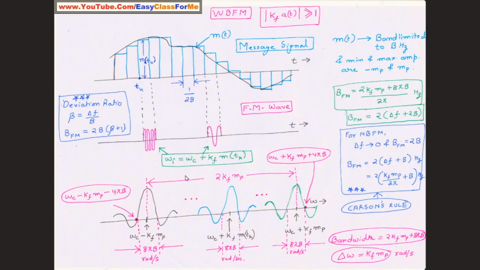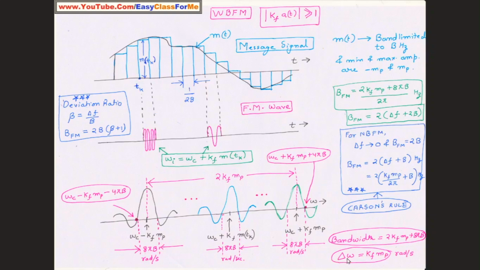So the difference between these two will give me the bandwidth. So we have got this bandwidth as 2 kf mp plus 8 pi b, right? So you see here you have this thing and you have this thing. If you take the difference, this will be kf mp, and this will be added here, so this will be 2 kf mp, and 4 pi b will become 8 pi b. So this is the bandwidth that you have got here.